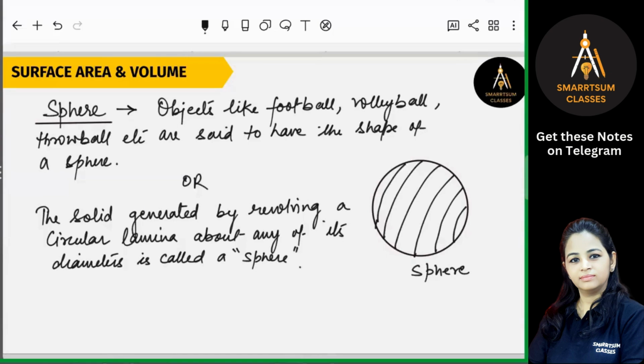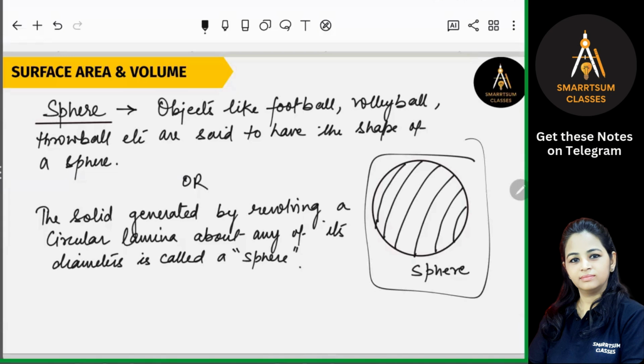So now let's see another solid, that is a sphere. What is a sphere? You have seen objects like football, volleyball, throw ball, any kind of ball is actually having the shape of a sphere, as you can see here in the diagram. This is a ball which is having the shape of a sphere.